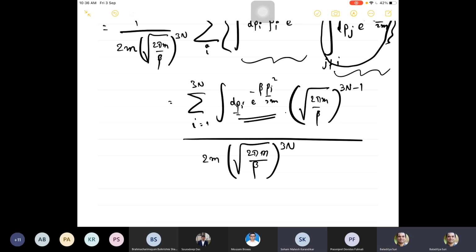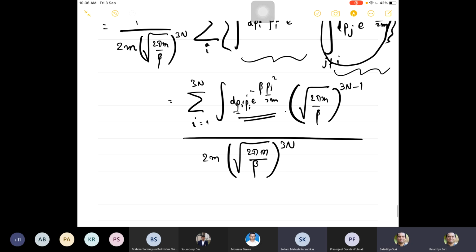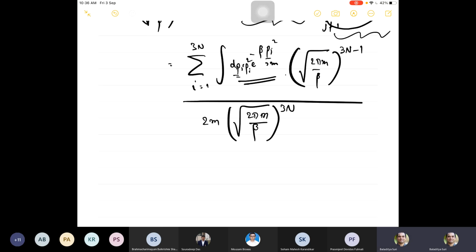Sir, shouldn't there be a pi squared in that term? Oh, very good. Yes, yes, we should have a pi squared there. And since this is a common factor, we can now take it out, and what you get is 2 pi m by beta in the denominator.